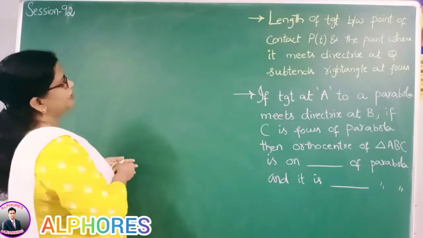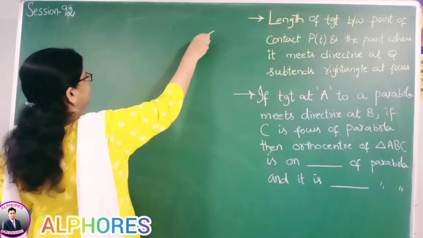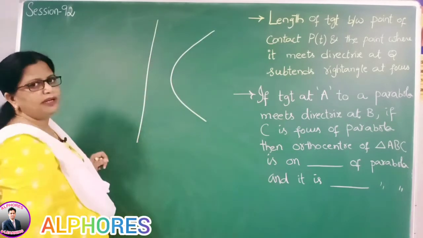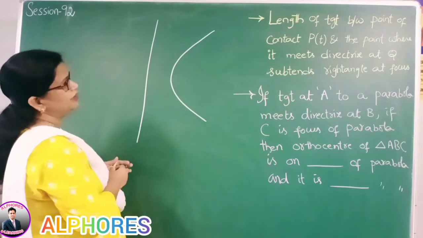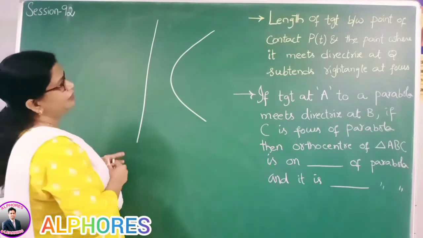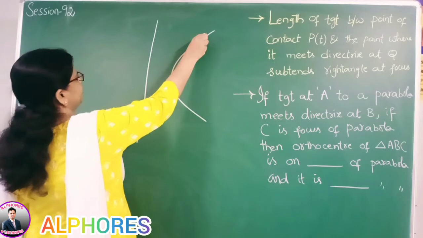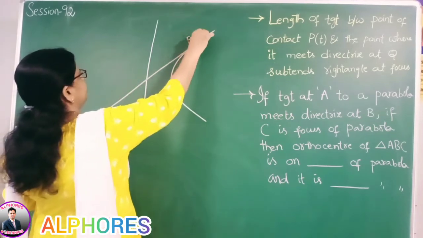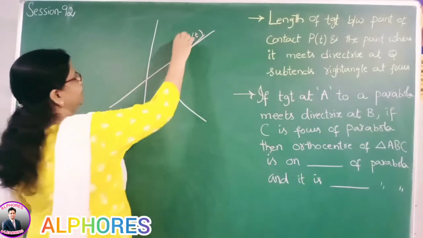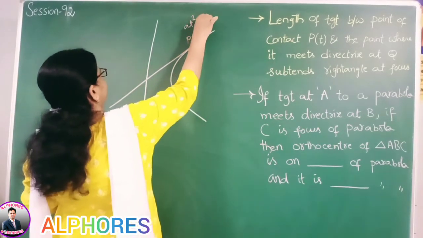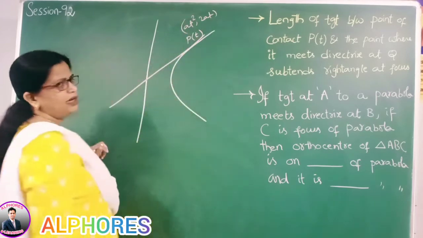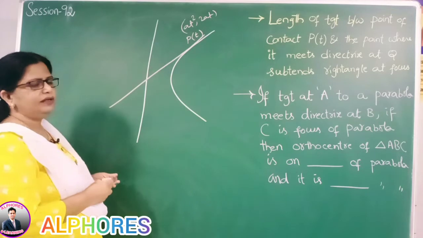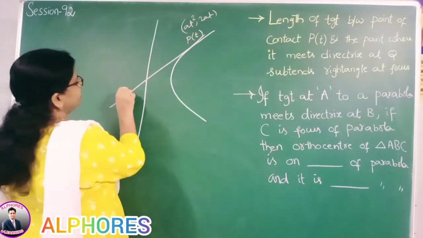So now also let us take the parabola y square is 4ax, and this one here is the directrix of that parabola. Now they are telling us the tangent drawn at a point P. So this is the tangent drawn at the point P, where P of t is nothing but (at square, 2at). This is a tangent drawn at P of t, and this tangent is meeting the directrix.